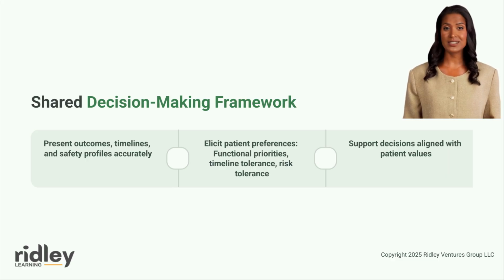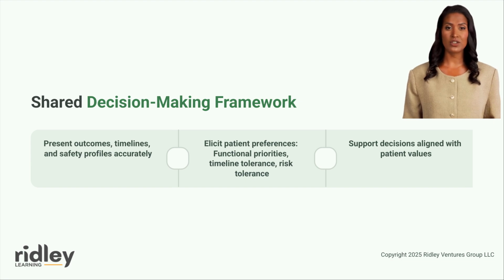Key information that patients need to make informed decisions includes the expected outcomes of both conservative and surgical management, including the convergence of long-term outcomes, the timeline for improvement with each approach, acknowledging faster initial improvement with surgery, but substantial improvement achievable through rehabilitation, the safety profiles of each approach, including surgical complication and reoperation rates, and the factors that predict better or worse response to each treatment. This information should be presented in understandable terms, avoiding both excessive optimism and unwarranted pessimism about either treatment approach.